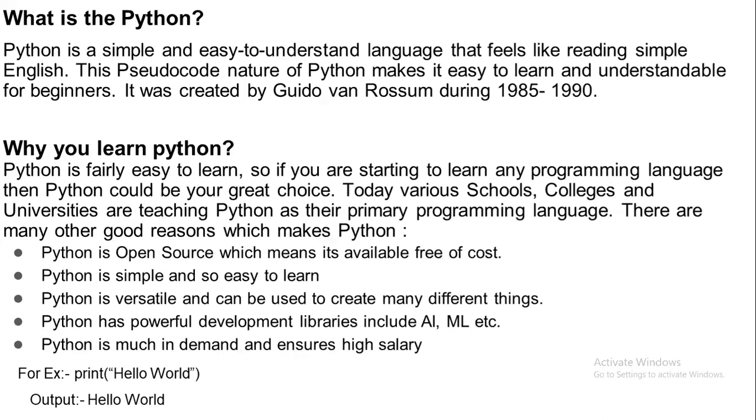Versatile and can be used to create many different things. There are multiple verticals where Python can be used. Python has powerful development libraries, including AI, ML. So you see, AI is so popular. In each and every sphere, in each project, AI is going to come. Fine. Python is much in demand and ensures high salary. So you may also be aware, Python is highly demanded in the market. Okay. Each company wants to do something in terms of AI.